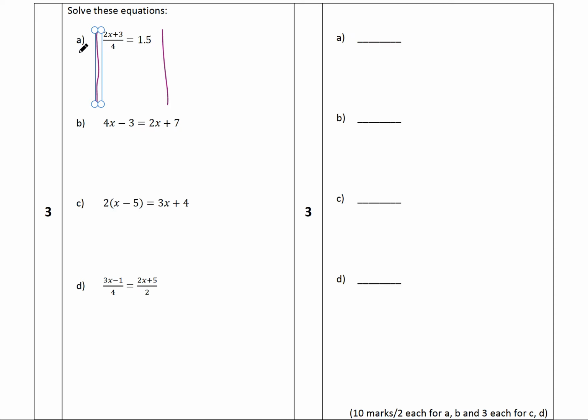Now we want to get rid of this 4 first. To get rid of divide by 4 we would times by 4. So that's now gone. What I'm left with is just the top row of that fraction. Sorry, I don't know why this is selected. Let's see if I can just get rid of that. There we go.